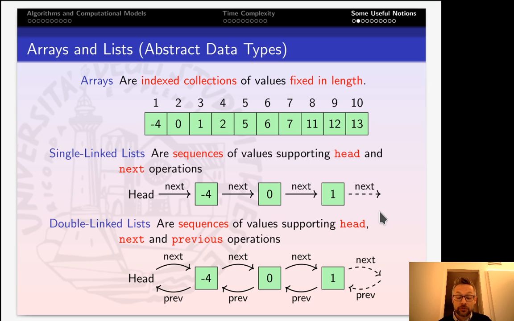Third data structure, which is really important during our investigation about algorithms, is the double linked list. Okay, so what's a double linked list? A double linked list is a sequence of values, just like the single linked list, which however also supports the previous operation. So from a certain element in the list I can move forward or backward depending on which operation I select. So by selecting a next operation I can move forward on the list, and by selecting a previous operation I can move backward on the list.